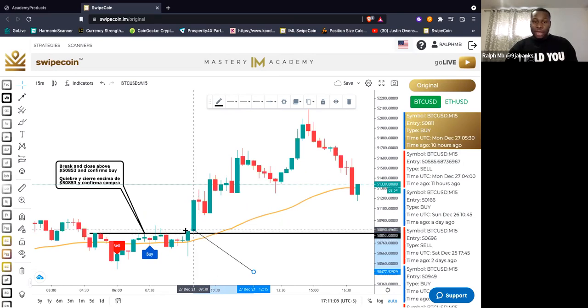You want to set an alert example right here. And once this breaks above about 50 to 100 pips, you want to now execute. So now this has broken above 100 pips.